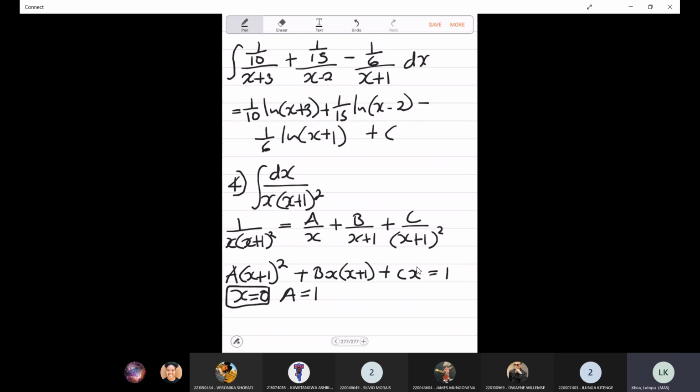And then I can have x is equal to minus 1. So if x is equal to minus 1, then this is 0, that is 0. Then I have c times minus 1 is equal to 1, and this means that c is equal to minus 1. Okay, and then to solve for b, you can pick any other number that you want to, it doesn't really matter. So I chose x is equal to 1.